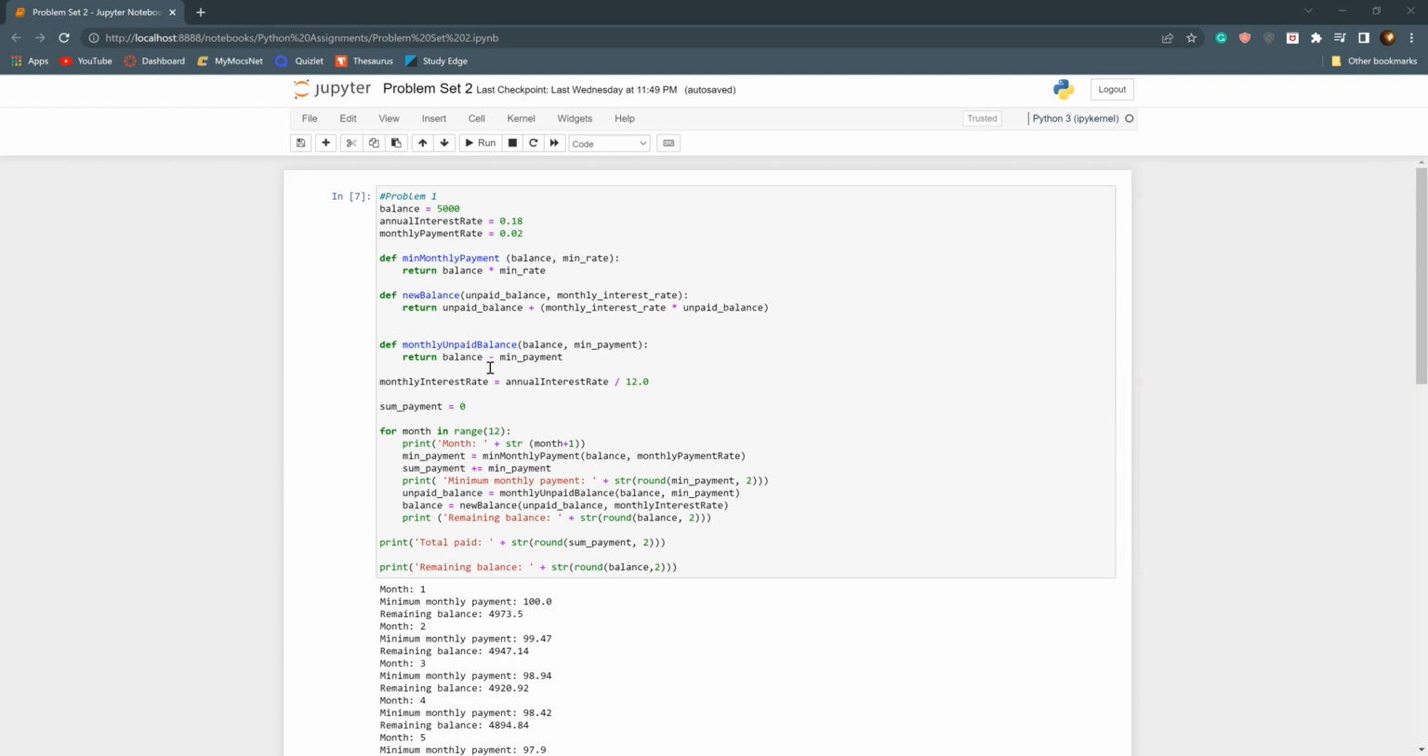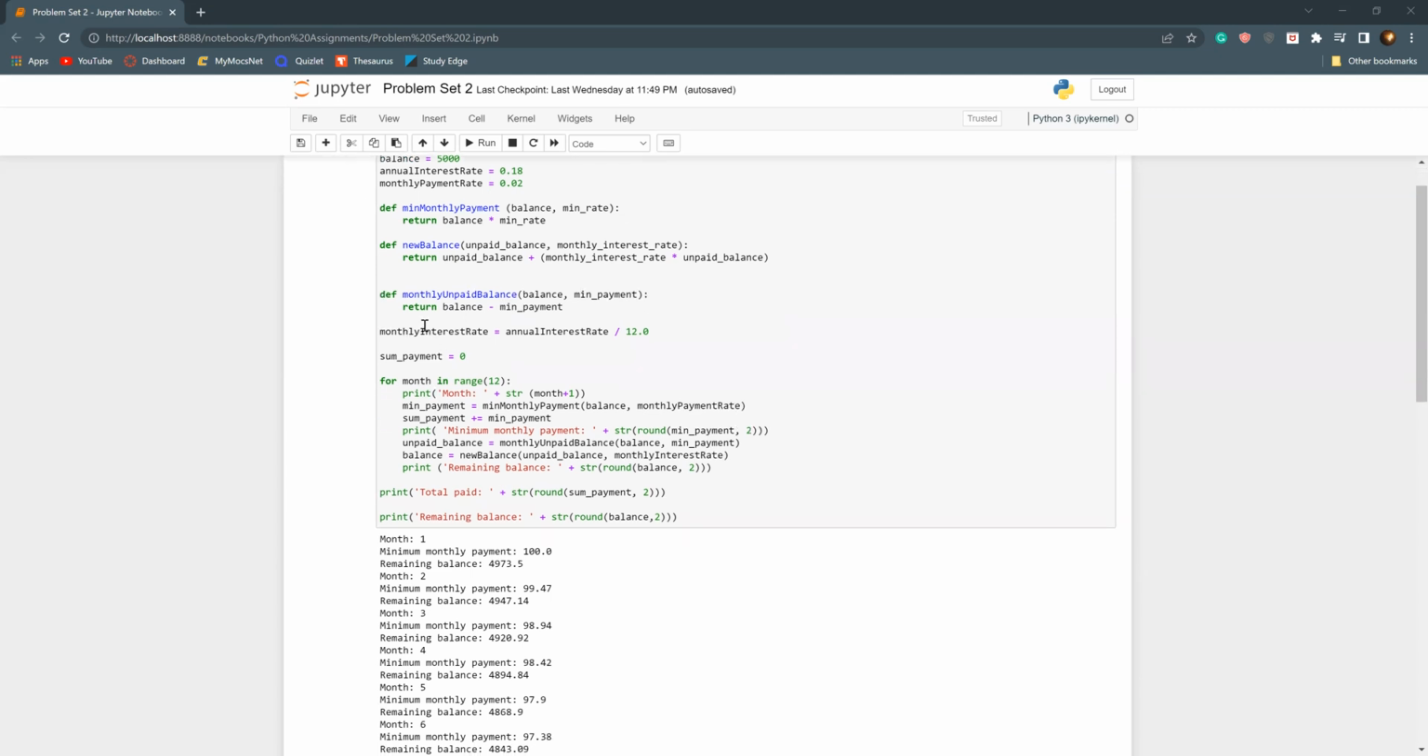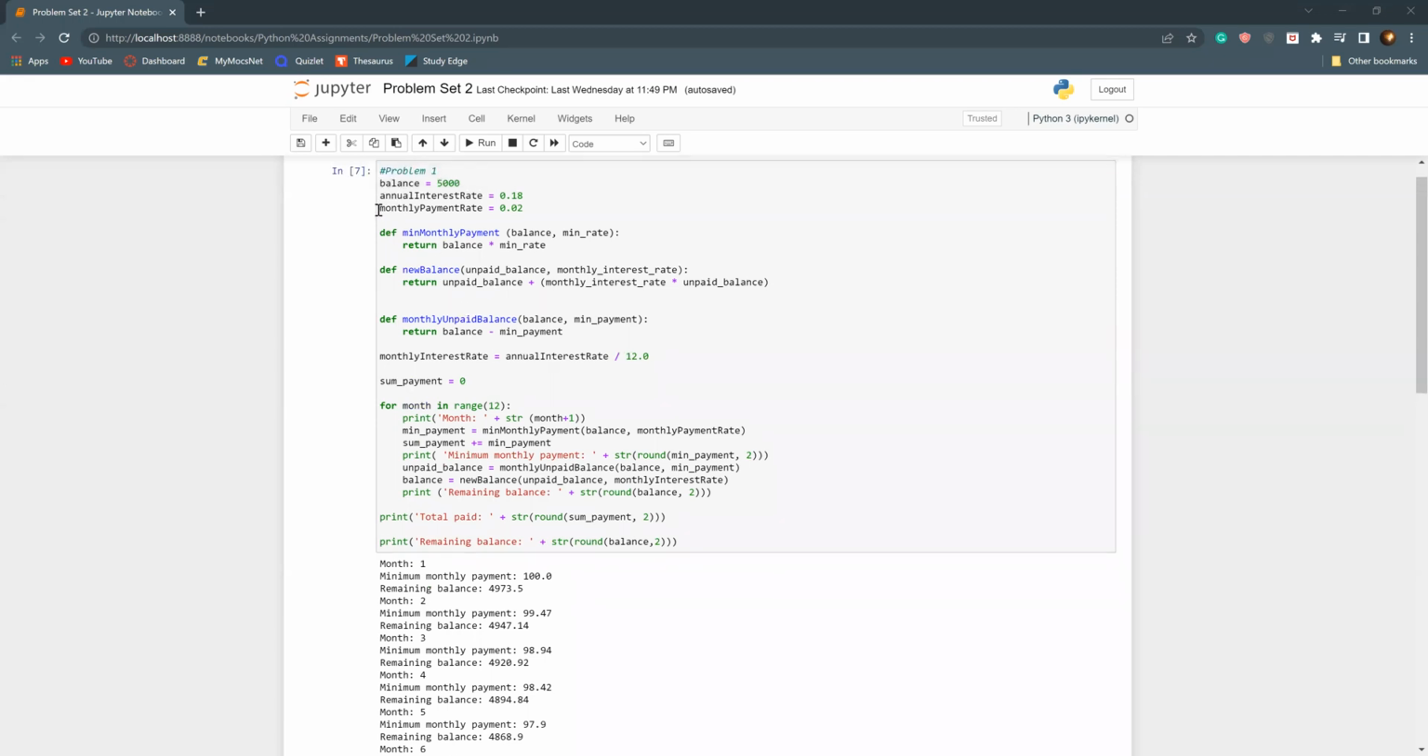And the new unpaid balance basically of how much we're not paying with this function right here. And with the monthly interest rate equaling annual interest rate divided by 12, we're setting that so that way we have an actual way to get this and to apply to the problem.